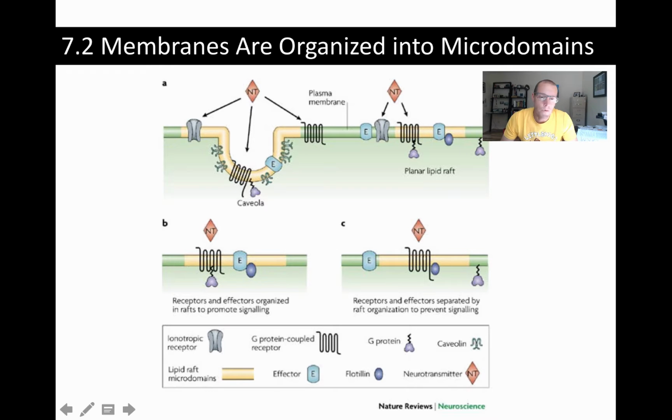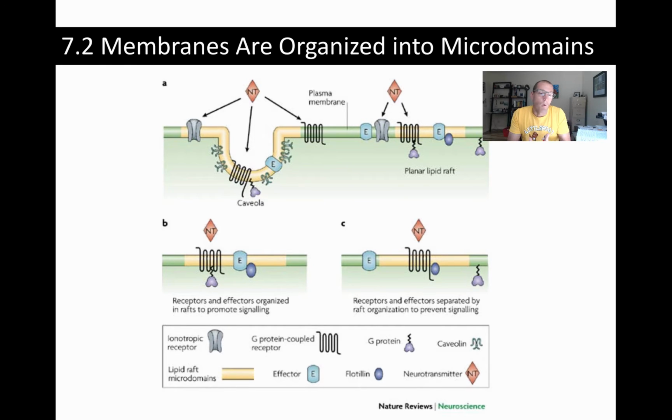The other type of lipid raft is a planar lipid raft, and what the artist is trying to show here is that certain membrane proteins can associate into these lipid rafts while others will be excluded from them. So they give these domains of membrane specialization, and you see that a little bit over here too. The N2 is meant to be showing a neurotransmitter, because this was an article in a neuroscience review journal.